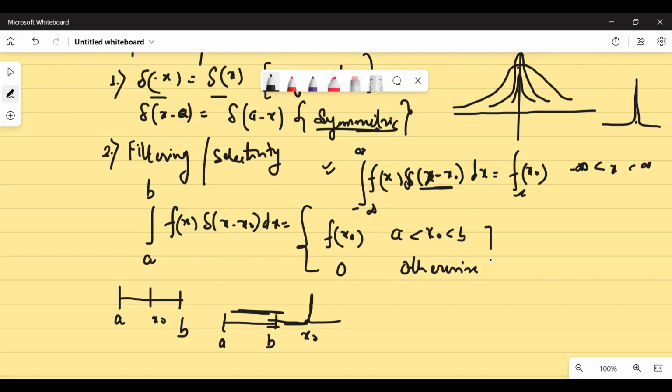So understand my point, that if I integrate from a to b f of x Dirac of x minus x naught dx, then you are supposed to ask me, where does my x naught lie? If my x naught lies between a and b, then it's fine, then it will be f of x naught. Otherwise, it will be 0. Is that clear to you?